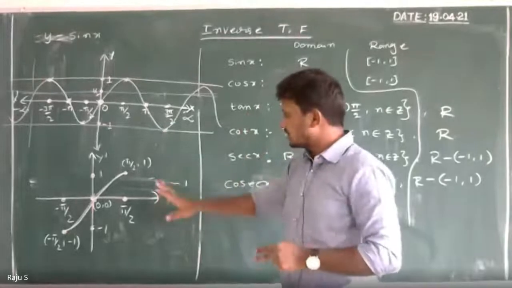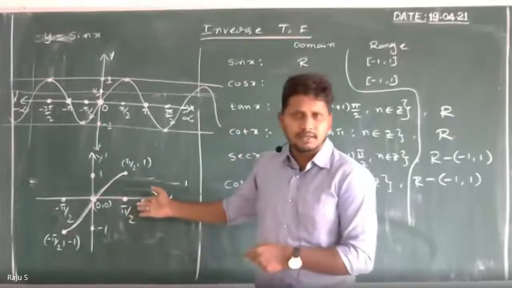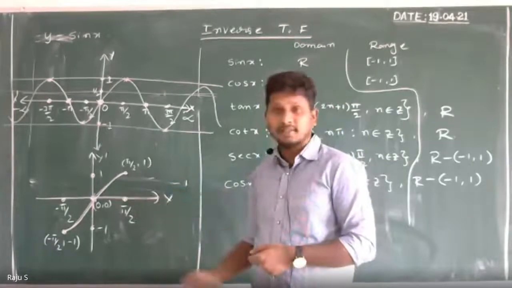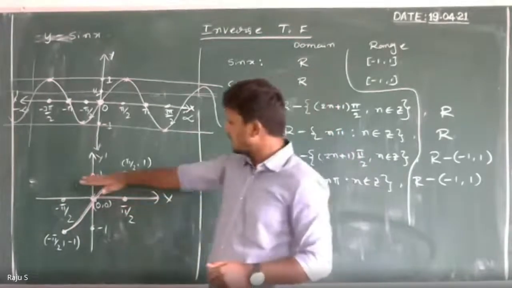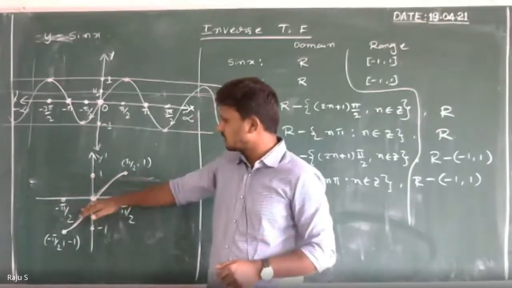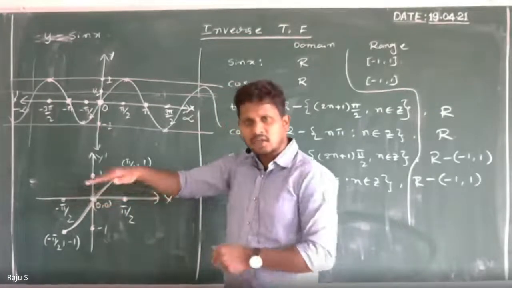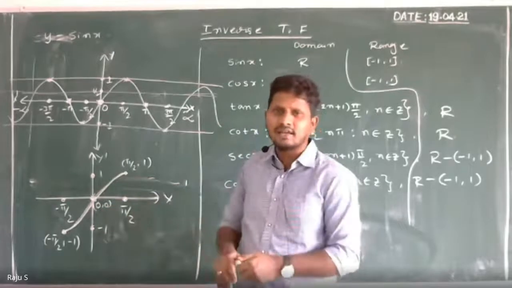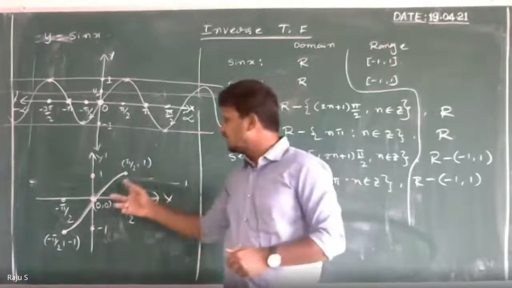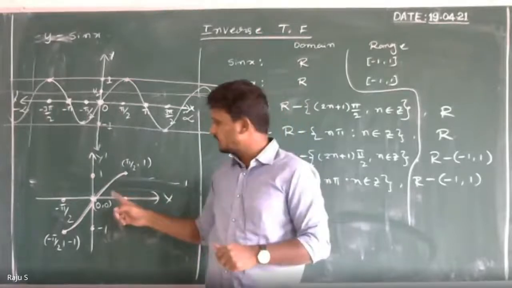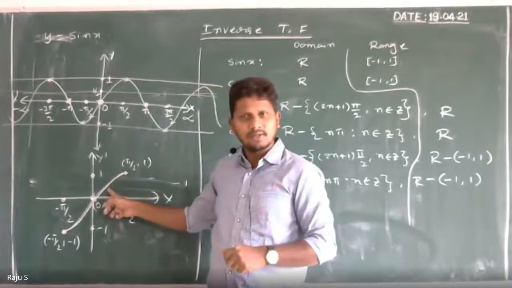So what do you observe? This is the graph. Now you can apply the vertical line test. It is a function. Now apply the horizontal line test. You can draw any horizontal line: y is equal to 0, y is equal to 0.1, 0.2, 0.3. Wherever you draw the horizontal line, it will meet the given curve at most at 1 point only. Then can we say that it is 1-1?